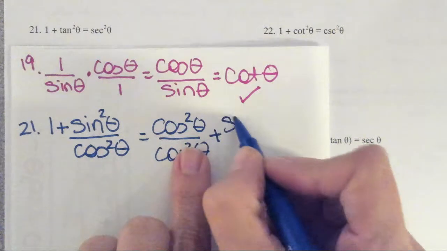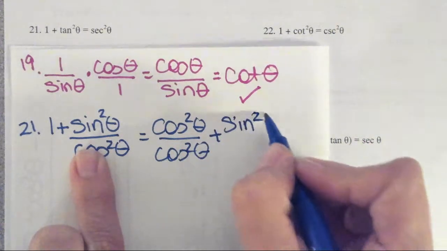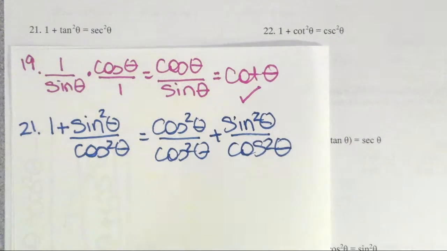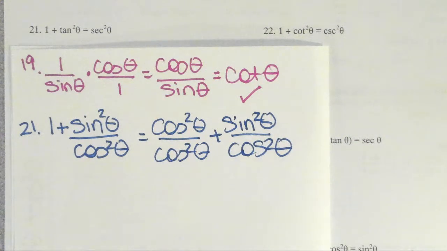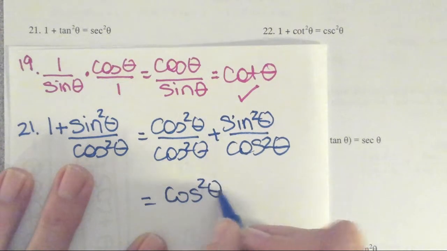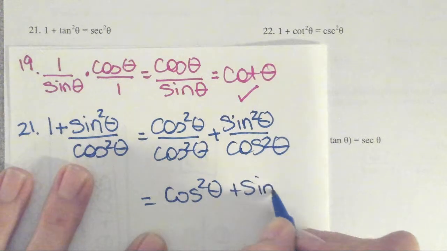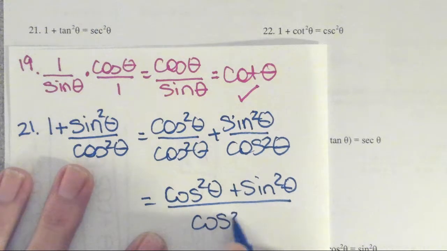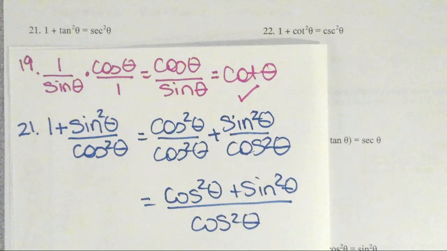Plus, I'm going to write this fraction back down, sine squared over cosine squared. Okay, so now that I have a common denominator, I can add the tops. So we have cosine squared theta plus sine squared theta over cosine squared theta. I'm adding the tops. And right here, you see a Phineas and Ferb. We see cosine squared plus sine squared.